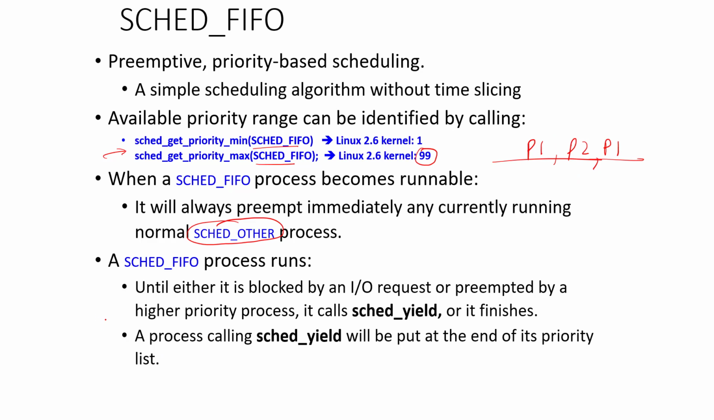If we just look at this sentence again, a SCHED_FIFO process, while it is running, will continue to run unless it does an IO request and gets blocked because it's taking time for the IO to be serviced. Or, as you can see in this case, P2 is getting preempted by a higher priority process. Or it decides to suspend itself by calling sched_yield, or it finishes. The moment it calls sched_yield, it goes to the end of the FIFO queue. So it becomes the most recently arrived process.